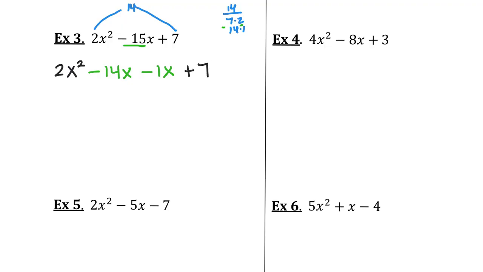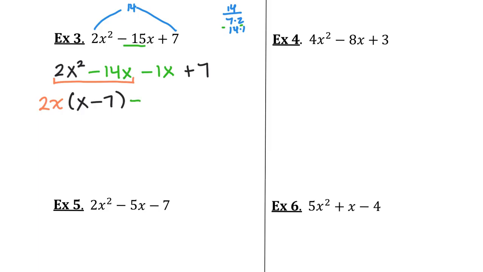So I'm going to look at the first two terms and take out the greatest common factor. I can take out a 2, and I can take out an x. Okay, so that'll be 2x times x minus 7. Okay, let me look at the next two terms. I'm going to bring down the minus sign. If you bring down the minus sign, it helps remind you.